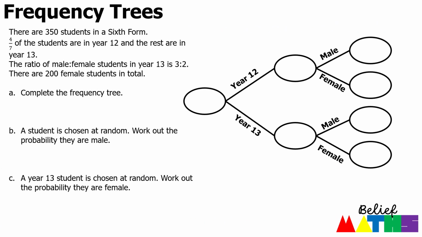Frequency trees. Again, frequency trees tend to be quite straightforward. They don't come up very often on the higher paper, but when they do, it's just making sure that we're confident with them. So it says there are 350 students in the sixth form. So 350 goes here at the start. 4/7 of the students are in year 12. Well, we've already looked at fractions. 4/7 of 350. We divide by the bottom and times by the top. So 350 divided by 7 is 50, times 4 is 200. So there's 200 year 12s, and that means there's 150 year 13s, because those two numbers add to make that number.